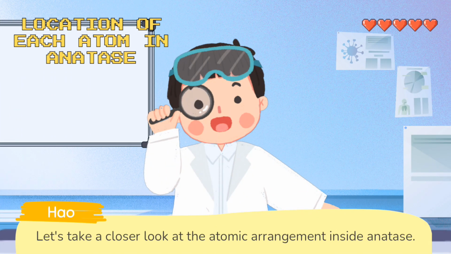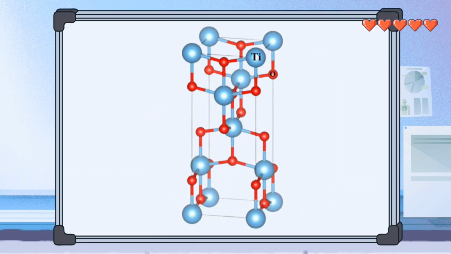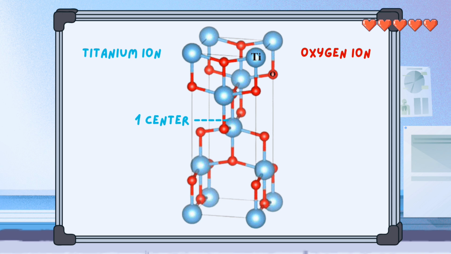Let's take a closer look at the atomic arrangement inside Anatase. Anatase is made up of two types of ions, titanium ions and oxygen ions. Starting with the titanium ions. There's one titanium ion located right in the center of the unit cell. Then 4 more titanium ions are found on the faces of the unit cell. And finally, 8 titanium ions sit at the corners.